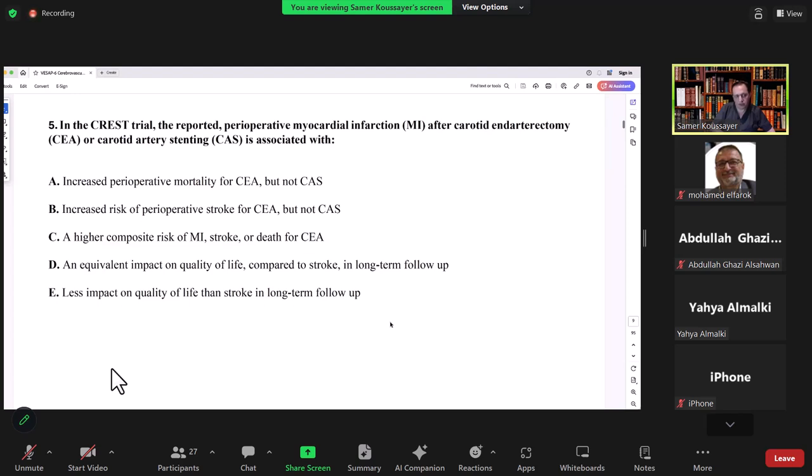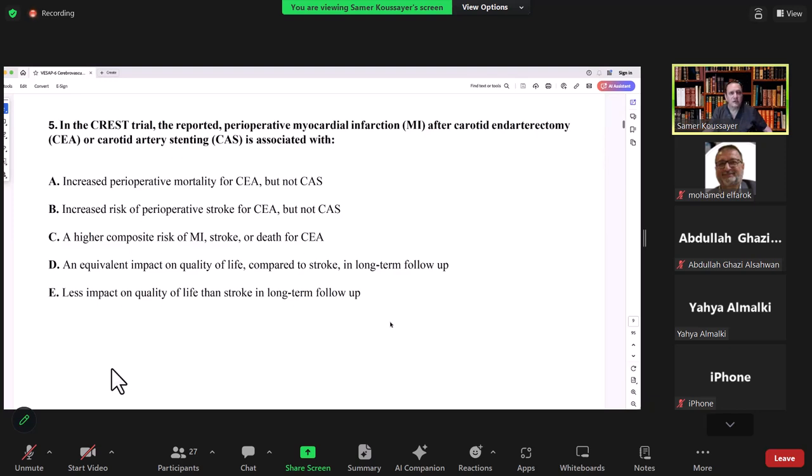Now the last one. E: Less impact on quality of life than stroke in long-term follow-up. About CAS, no, this is wrong. Is CAS associated with less impact on quality of life than stroke? No, it's worse. So D, an equivalent impact on quality of life compared to stroke in long-term follow-up, is wrong. Let's go one by one again. Increased rate of mortality, this is for sure wrong. Increased risk of perioperative stroke for CEA, no, this is wrong also. Higher composite is wrong. Less impact on quality, no, I think E is the right answer.